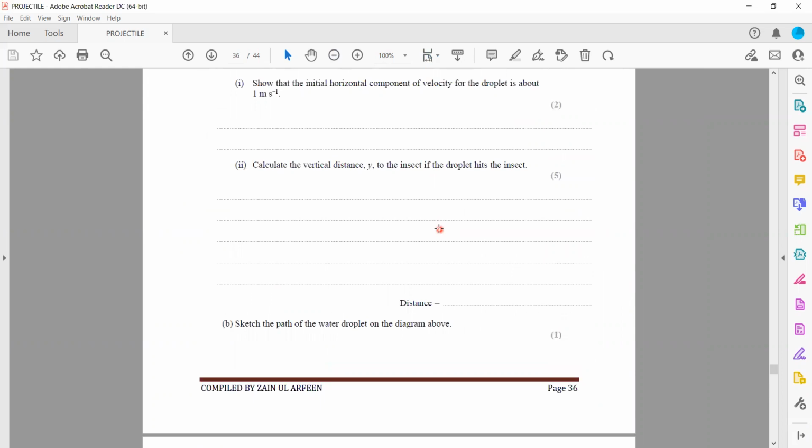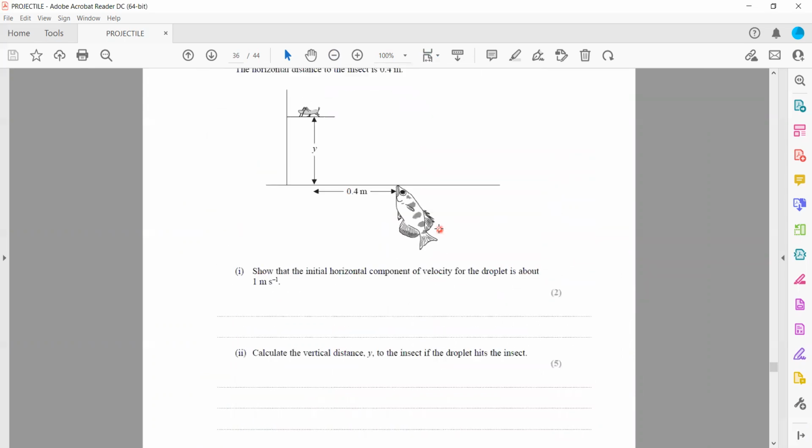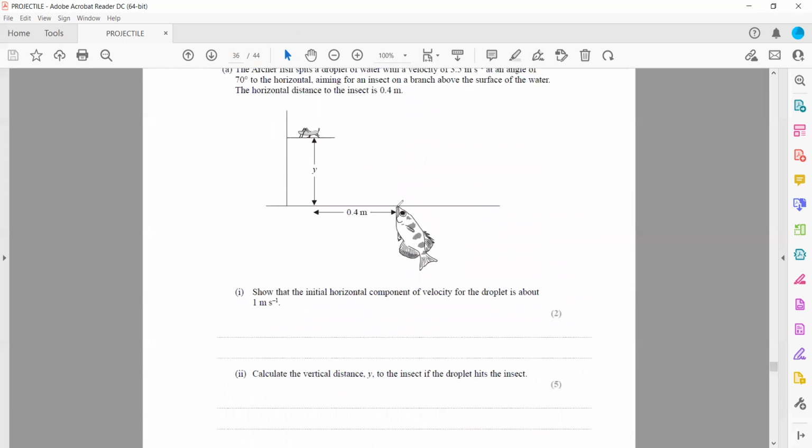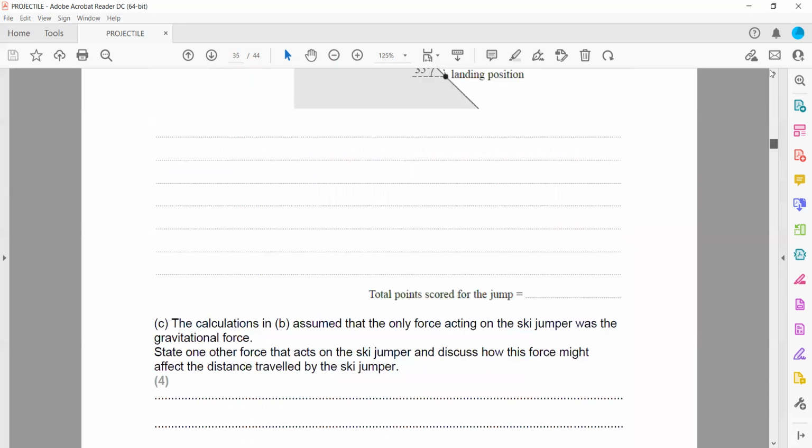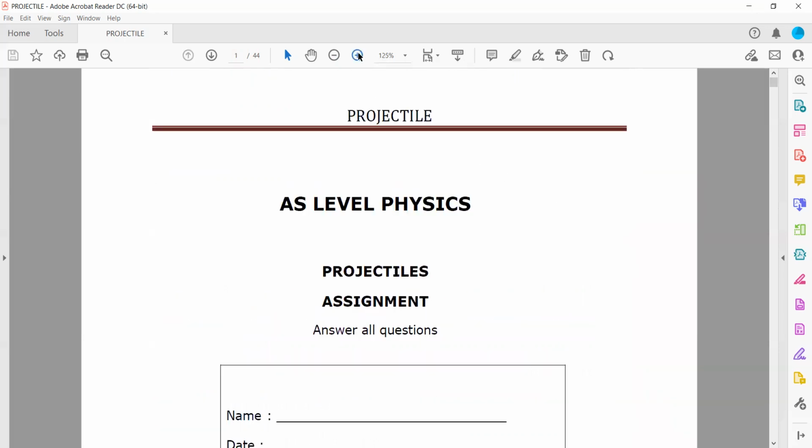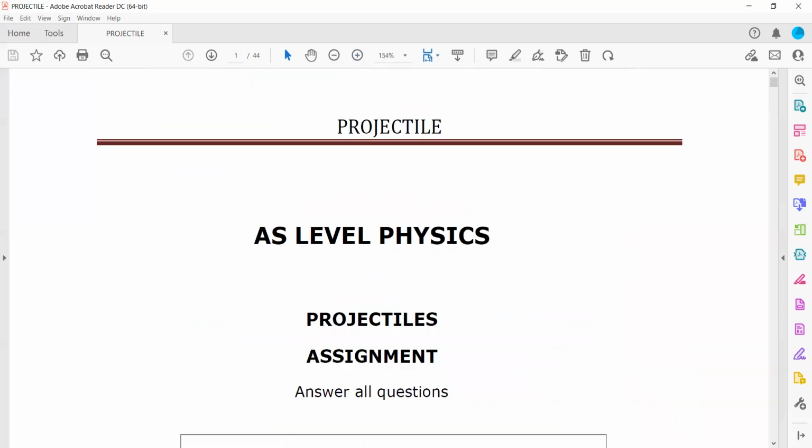Question 26. Sketch the path of a water droplet on the diagram above. So you have to draw a path like this. Okay, sir. So this was the assignment related to the doubts related to assignment projectile.